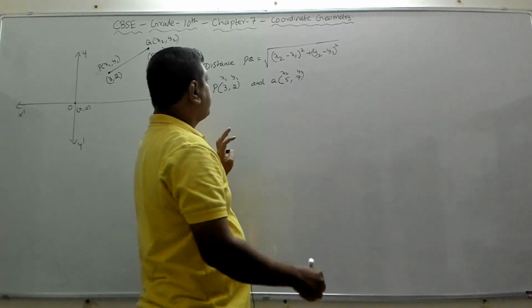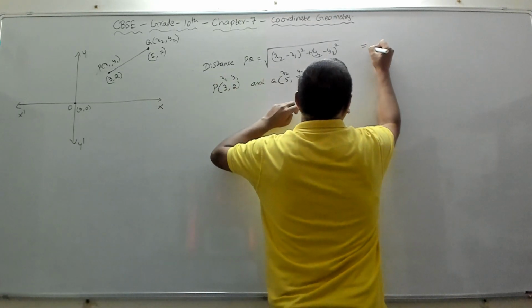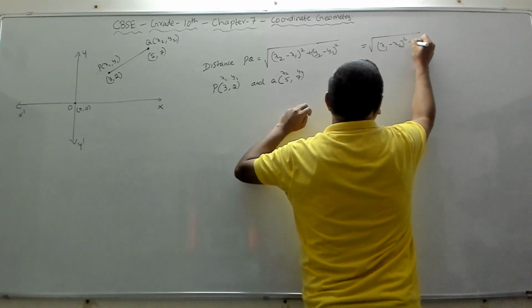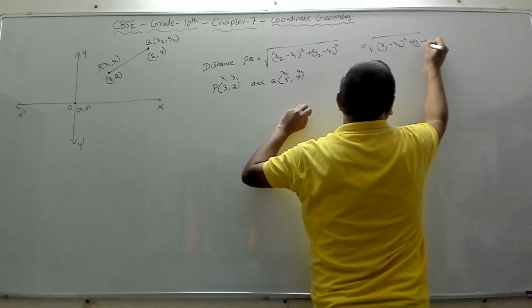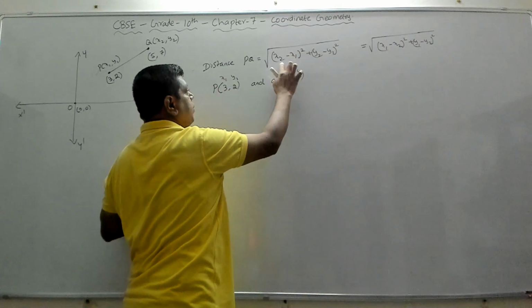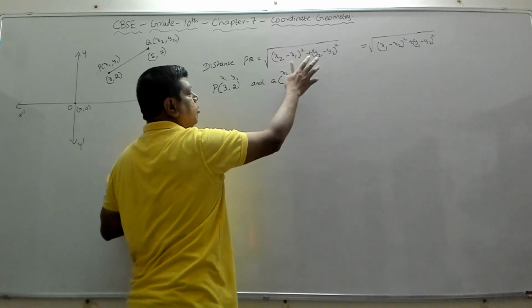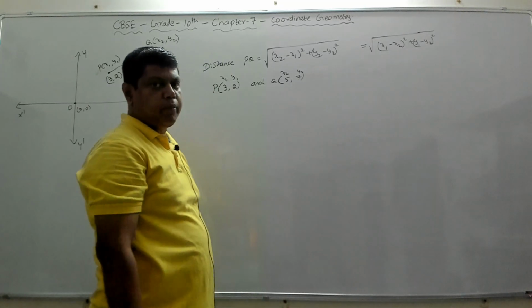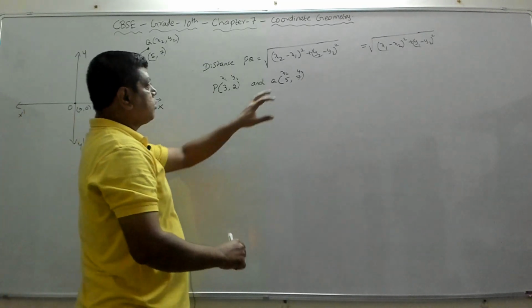It doesn't matter. Also this formula can be written like this: (x1 minus x2) the whole square plus (y1 minus y2) the whole square. It doesn't matter because it's whole square. If you swap these two, you'll get a negative, and the square of a negative is positive. So whether (x2 minus x1) the whole square or (x1 minus x2) the whole square, both are the same. So mostly we will follow this formula. Both are the same.